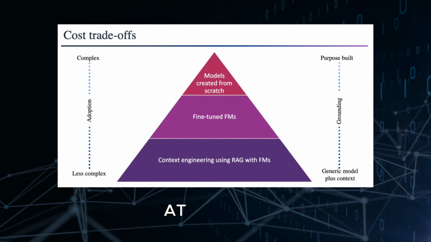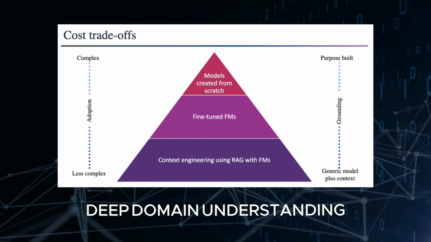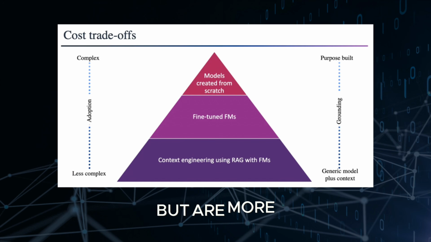And so when taking a look at the cost trade-offs, we see that creating purpose-built models from scratch is a lot more complex than context engineering using RAG with FMs, which is a generic model plus context, and this is less complex. And so pre-trained models offer a cost-effective starting point with lower computational requirements. Custom approaches such as training from scratch or heavily fine-tuning can yield higher accuracy but come with increased costs. When comparing adoption to grounding, generic models with context can be easier to adopt but might lack deep domain understanding. Purpose-built models offer better grounding but are more complex to develop.